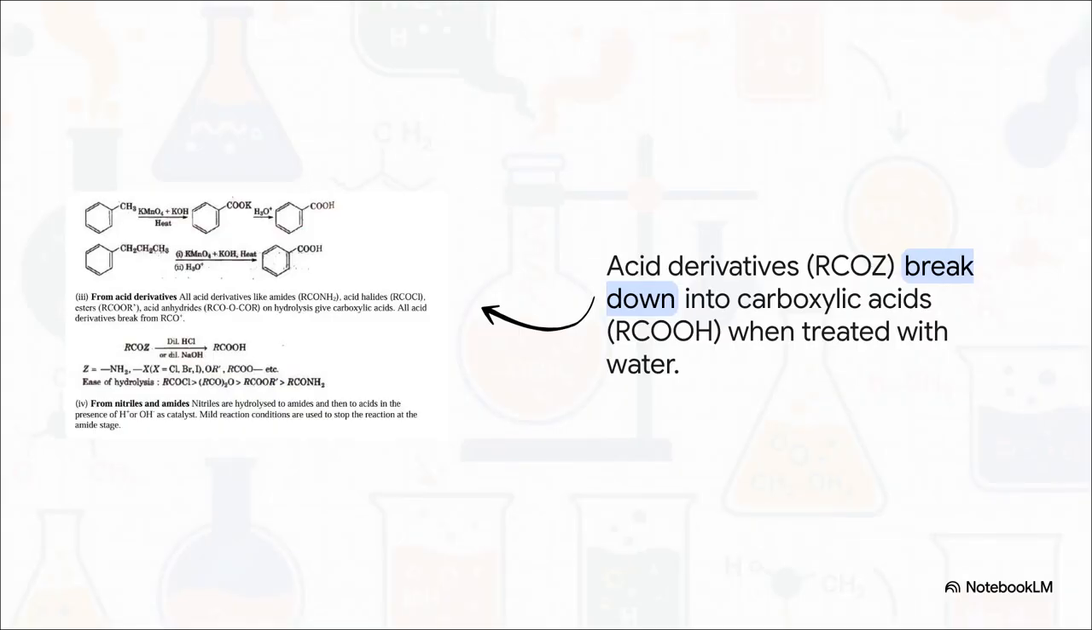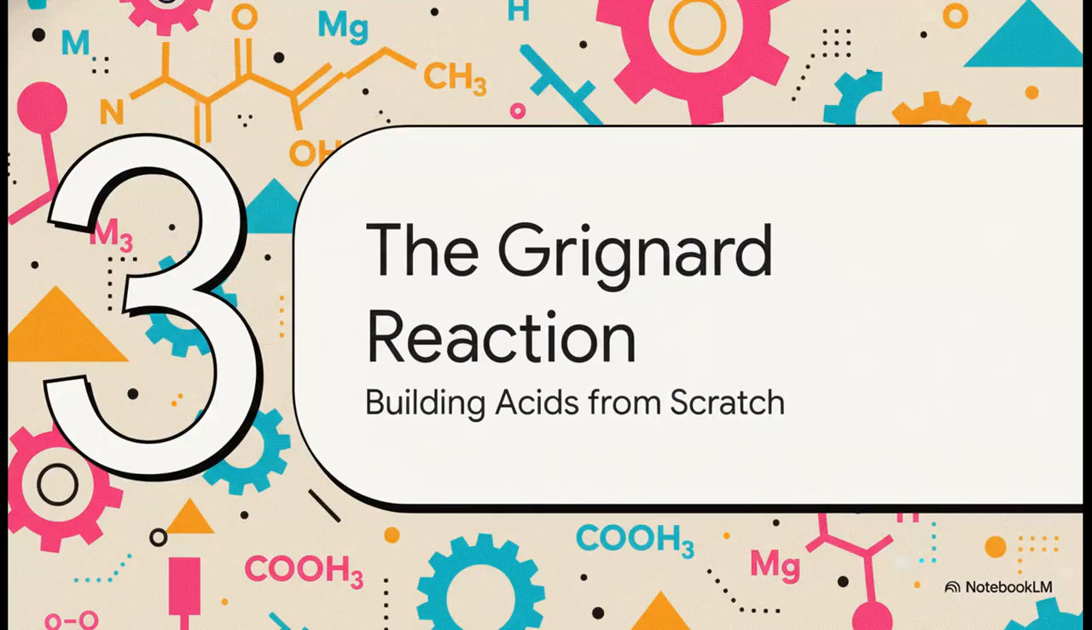So here's the big picture formula for how this works. RCOZ. Now, that Z is just a placeholder, right? It could be a chlorine or an OR group, whatever. But it doesn't matter what Z is. Hydrolysis comes along, kicks that Z group to the curb, and puts an OH from a water molecule in its place. Super elegant, right? Okay, time for our third and final tool.